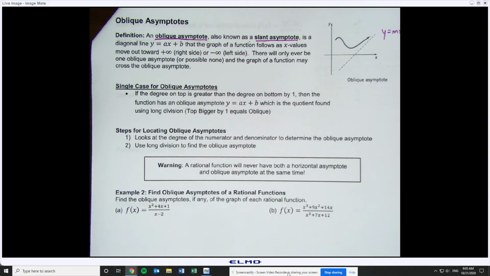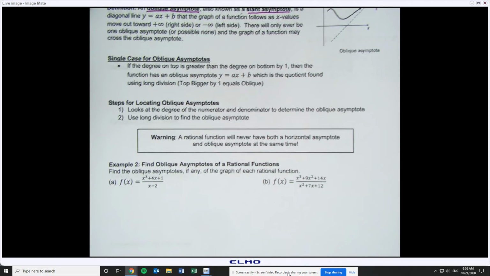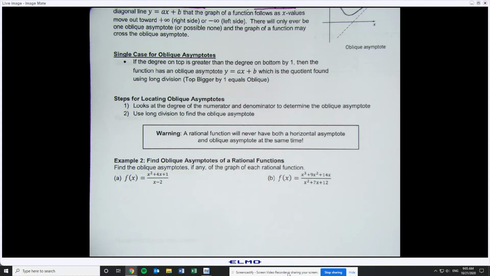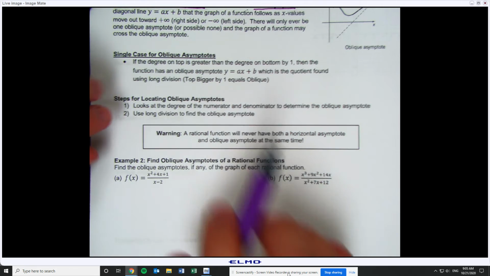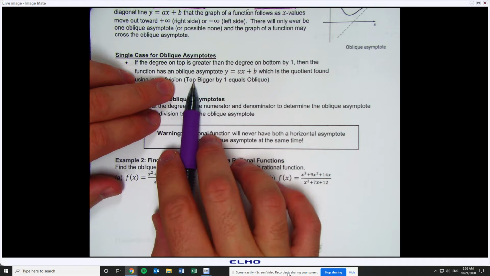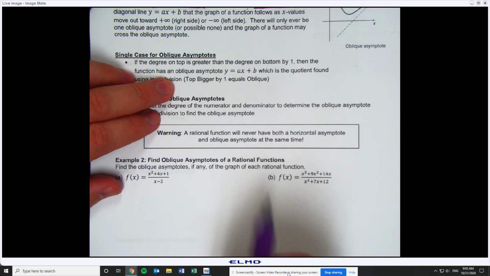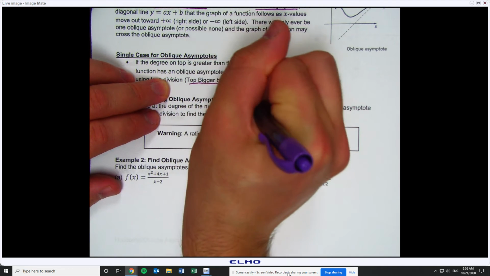So when we find this equation for the asymptote, you're going to have something like this, y equals mx plus b. And as far as what they're going to look like with our graph, your graph will start following it just like it would any other asymptote. It might cross it, that's perfectly fine, but as we go further out, it follows directly beside it. Now, again, I gave you the case for it and the steps. If the top degree is bigger than the bottom by 1, that means we're going to have an oblique asymptote.